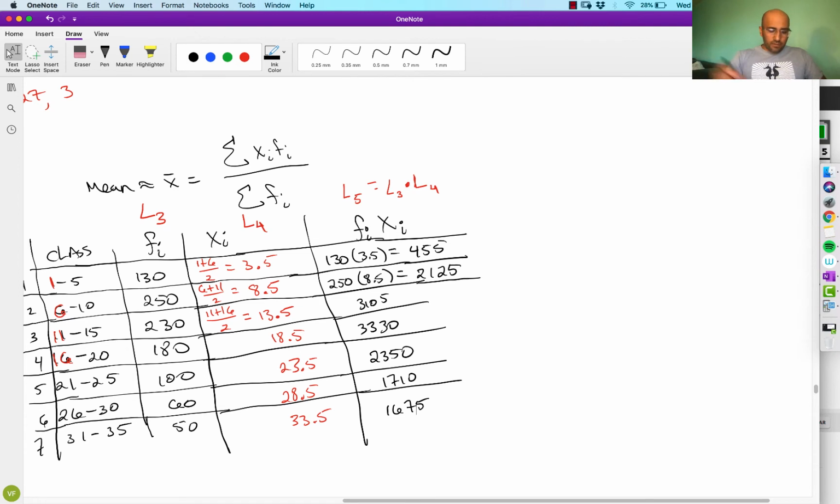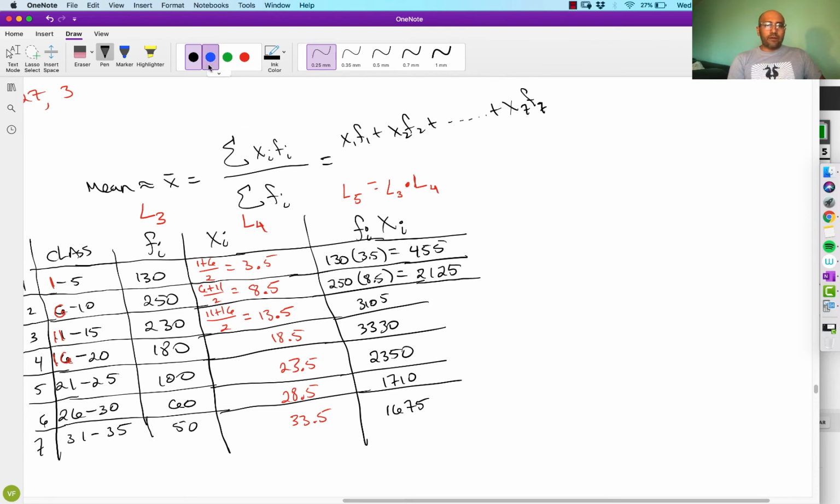Okay, so remember that our mean, this notation here, this means x1 f1 plus x2 f2 plus dot dot dot out to the last one. In our little case here, there's 7 of them, so I know the last one is going to be x7 f7. Okay, well that's what this is.